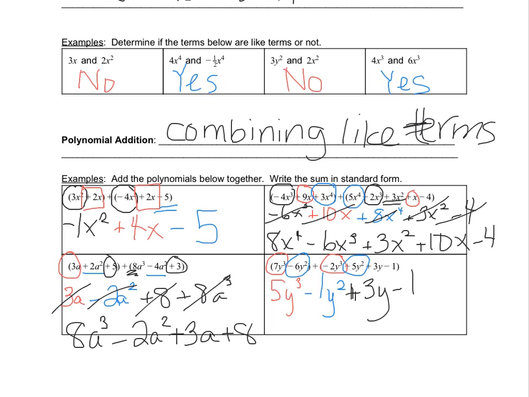And this one, let's see, do my exponents go from greatest to least? 5y to the third minus 1y squared plus 3y minus 1. Yes, they do, so that one is in standard form.